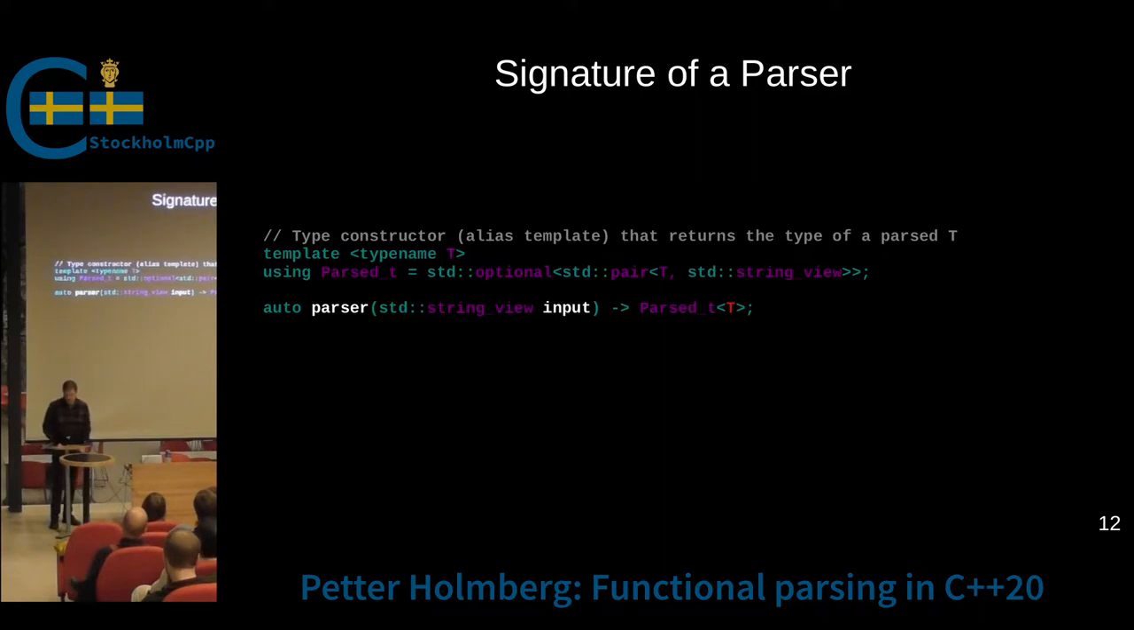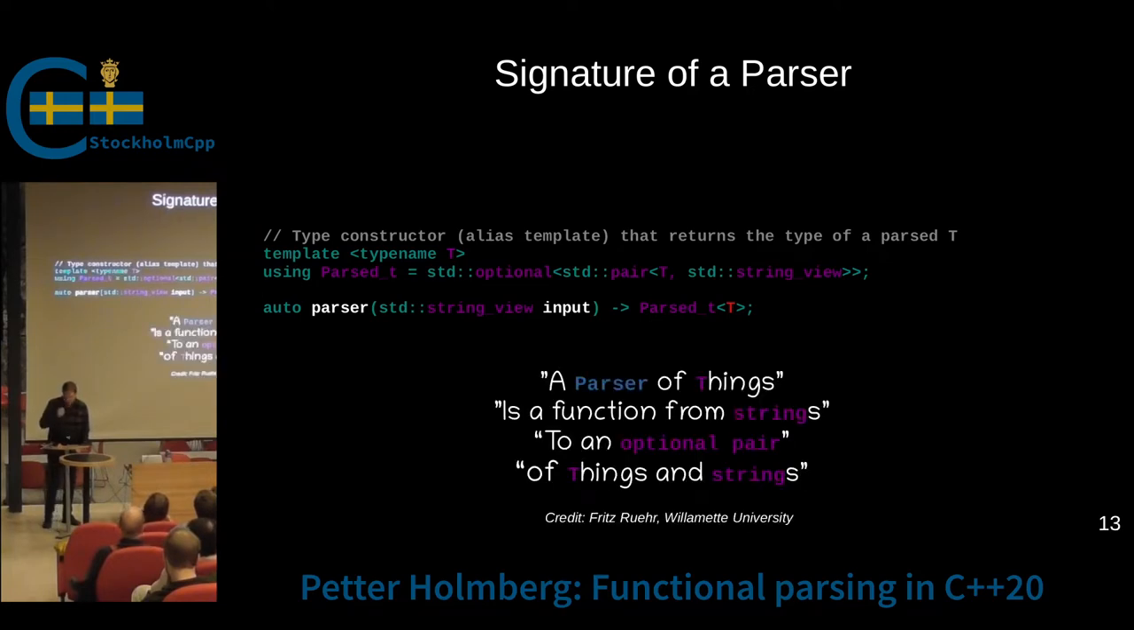But yeah, so how do you remember the function signature of a parser? Maybe you've seen this one before. It's a nice little rhyme, comes from the Haskell community again. A parser of things is a function from strings, or string views, to an optional pair of things and strings. That kind of gives you the essence, right? So I really like that.